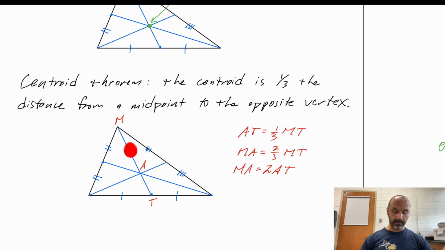Also, MA is 2/3 of the full length of MT. They're written here. And what that also means is that MA is twice the length of AT. So if you're given the length of AT, then you can find the length of MA and MT, etc.